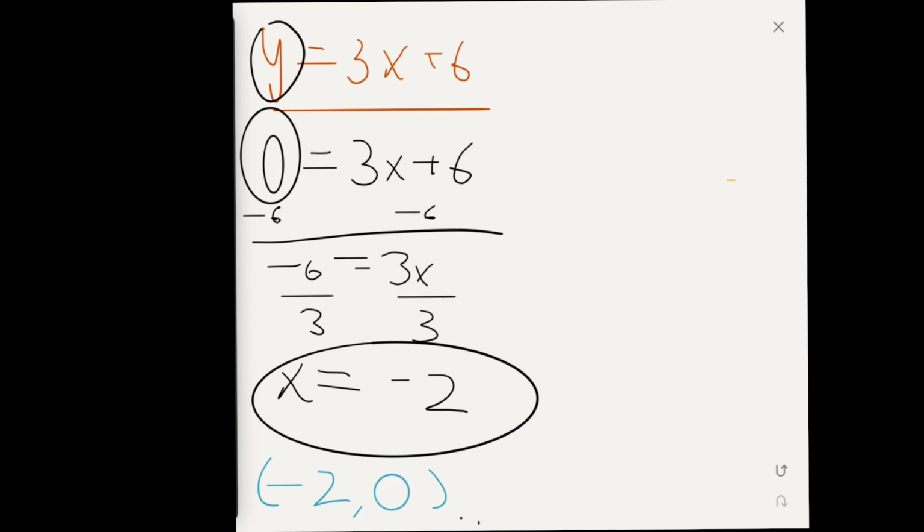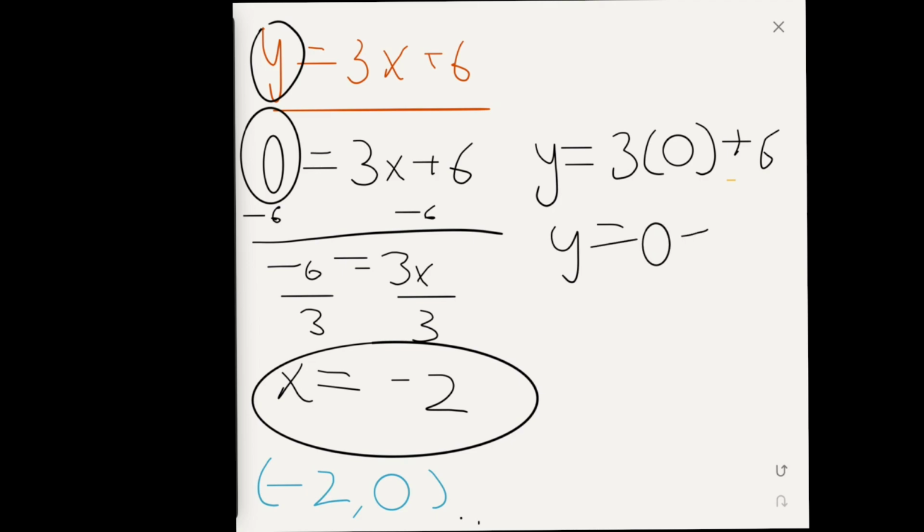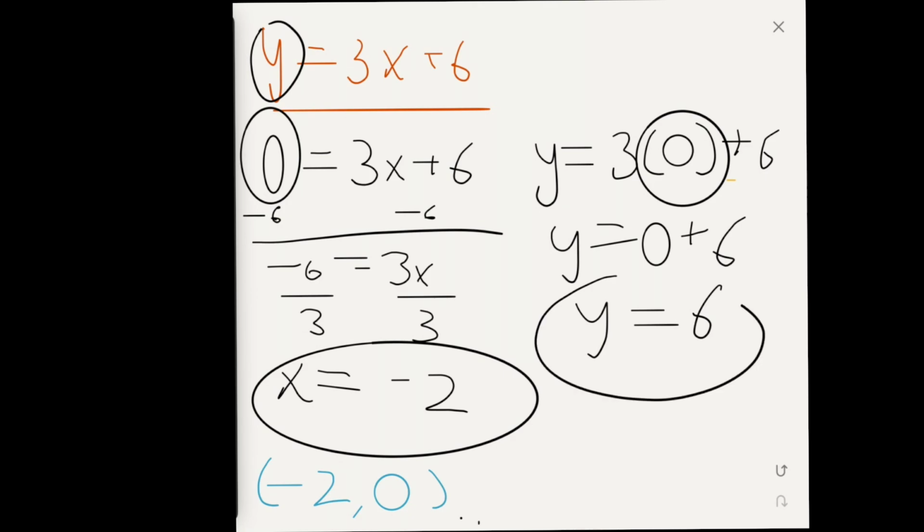Now let's try to find the y-intercept. You do the same thing, but in this case, you substitute x for 0 to find what the value of y is when x is 0. So you get y equals 3 times 0 plus 6. And y equals, so 3 times 0 is 0 plus 6, and 0 plus 6 is 6. So when x is 0, y is 6.